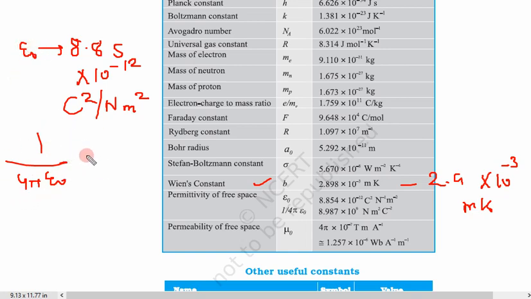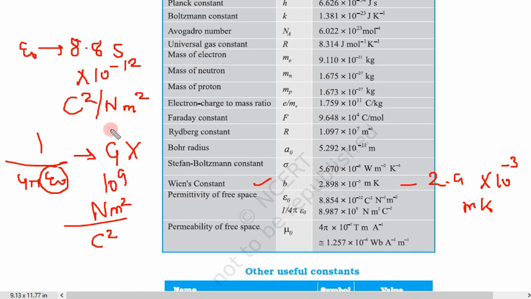So what do we get? We get 9 into 10 to power 9 Newton. See, all other things are a constant. 1 and 4 pi are constant. So unit is only associated with this epsilon naught. Other things are a constant, only a number. So we just reverse this unit: Newton meter square per coulomb square. We just reverse the unit.